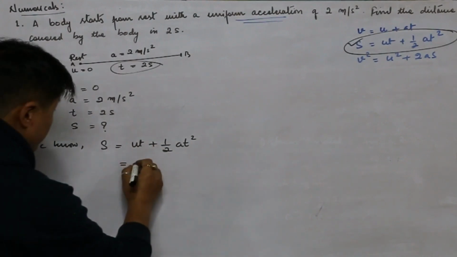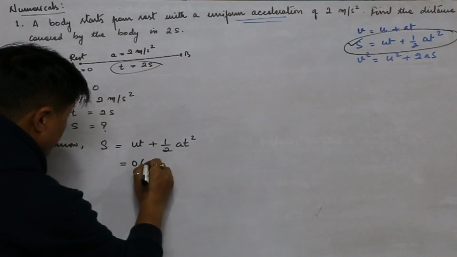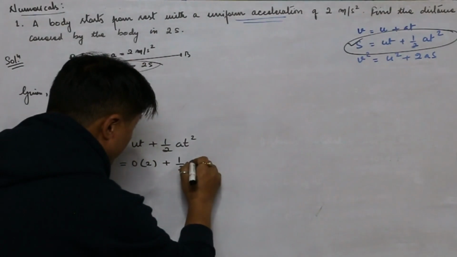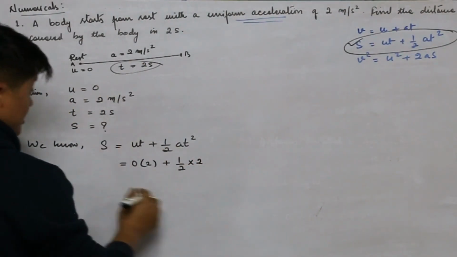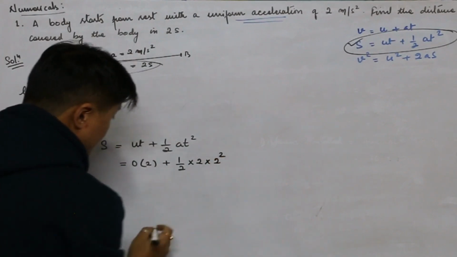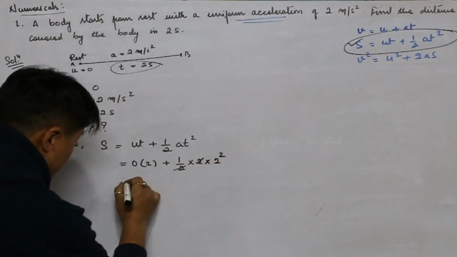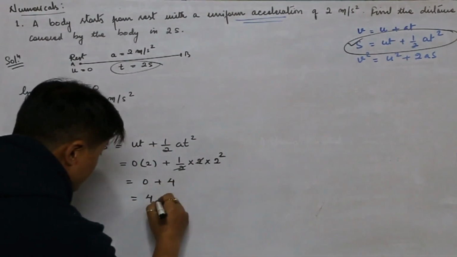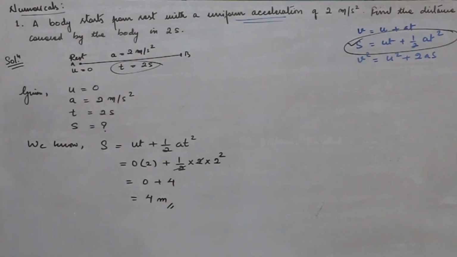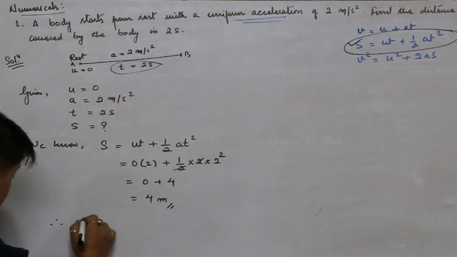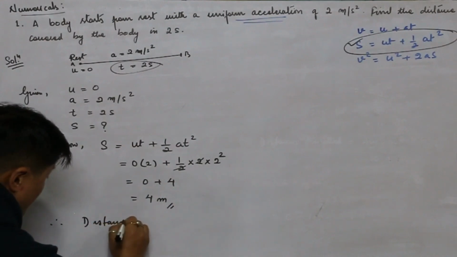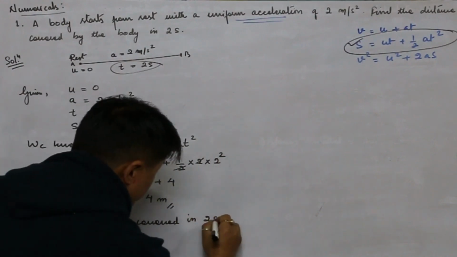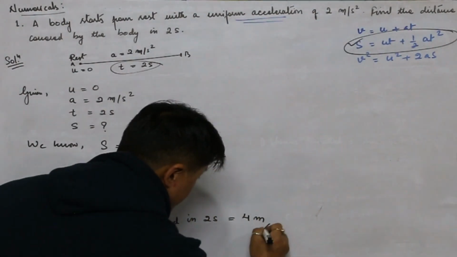This is equal to U is here 0, T is here 2, plus half, A is here how much? A is here 2 into 2, T square is here 2 square, this 2 gets cancelled, is equal to 0 plus 2 twos are 4, is equal to 4. So we are finding the distance, this will be meter, since all the units are same. Therefore, distance covered in 2 seconds is equal to 4 meters.